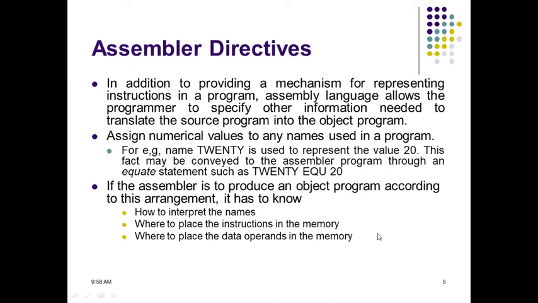Already I have discussed one of the assembler directives, that is equate, EQU. This is an assembler directive. It will inform the assembler about the value of 20. Similarly, there are other assembler directives like origin and data word. These are all different assembler directives which will inform the assembler to do something.